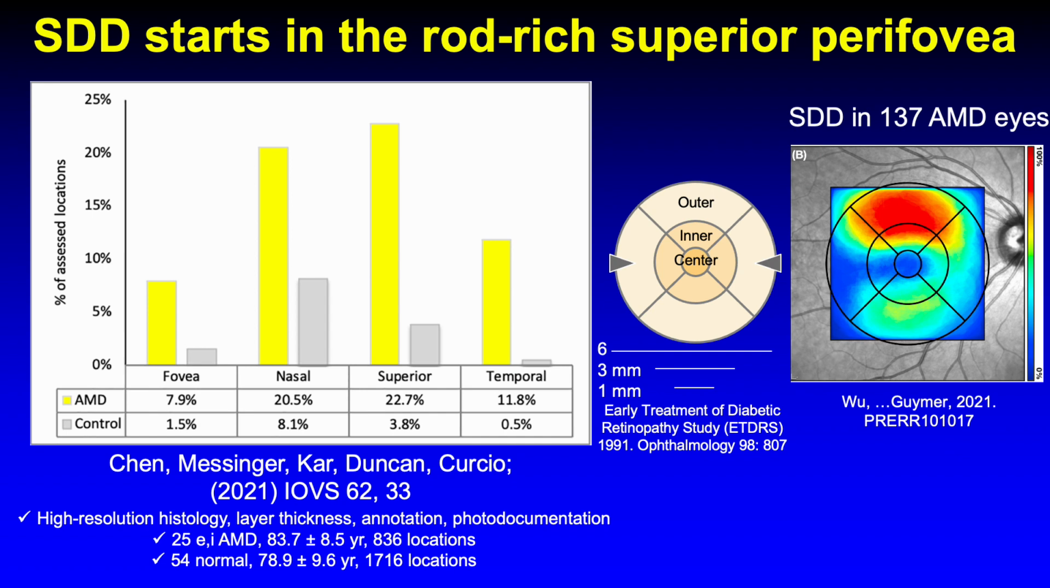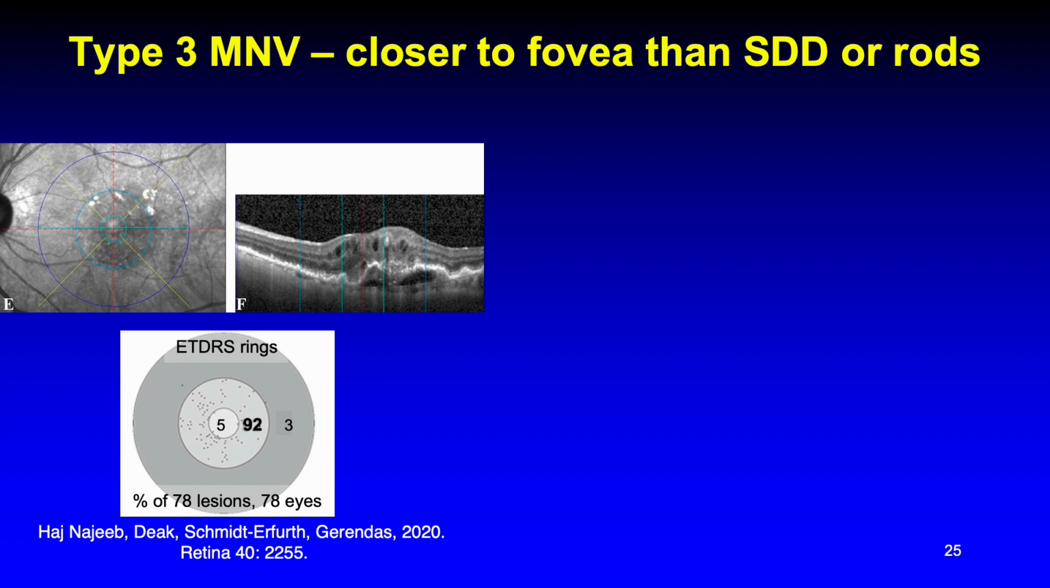Wu et al. reported SDD locations in the zones of the ETDRS grid in 137 AMD eyes. SDD are most abundant superior to the fovea in the outer ring of the grid. This corresponds to the rod density hotspot in the retina. Interestingly, type 3 neovascularization does not occur where the deposits are. Haj Najib et al. mapped type 3 in 78 eyes and found that 92% of them occurred in the inner ring of the ETDRS grid.